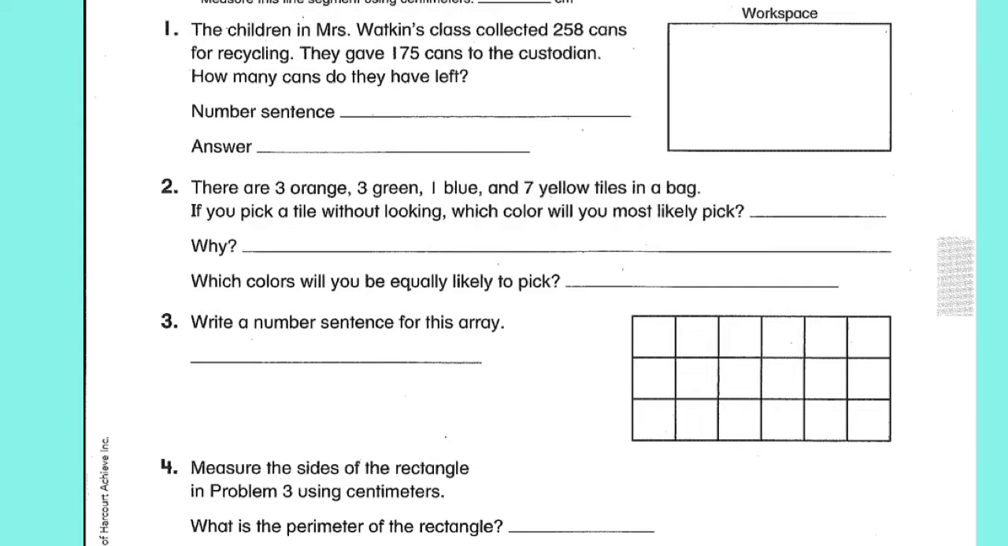Right, let's go over our guided class practice. Number 1, the children in Mrs. Watkins' class collected 258 cans for recycling. They gave 175 cans to the custodian. How many cans do they have left?